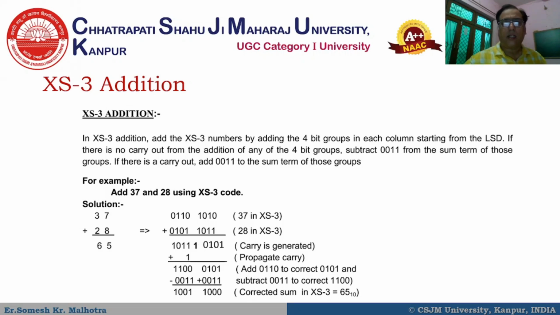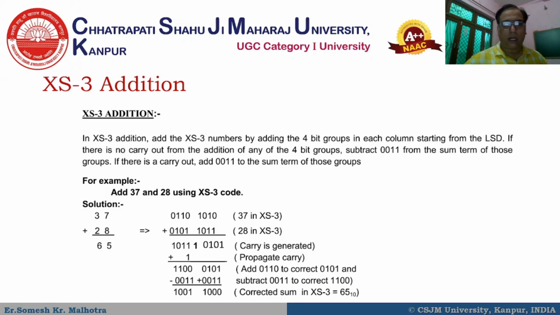In XS3 addition, add the XS3 numbers by adding a 4-bit group in each column starting from the LSD. If there is no carry out from the addition of any of the 4-bit groups, subtract 0011 from the sum term of those groups. If there is a carry out, add 0011 to the sum term of those groups. Okay. Now let us understand with the example.